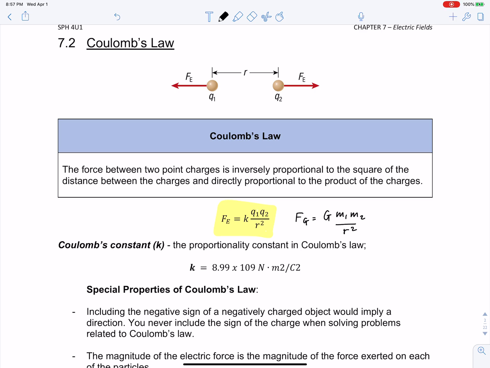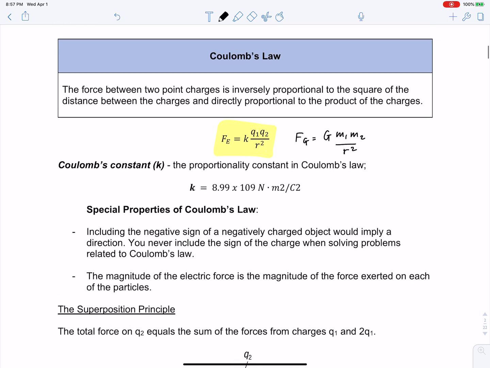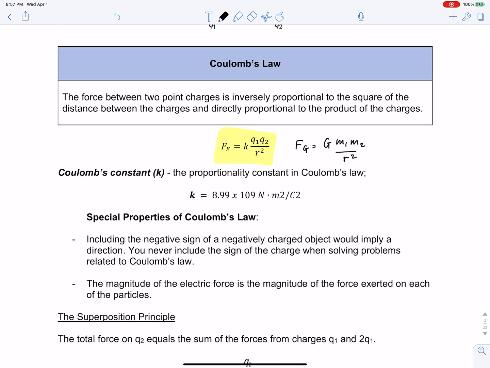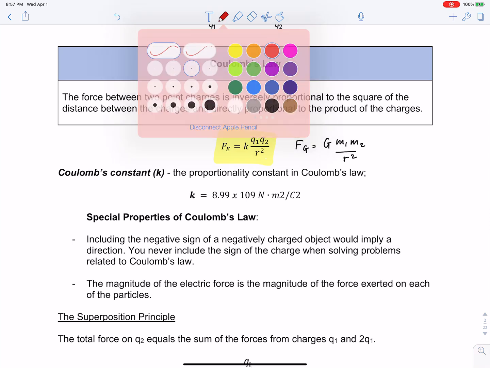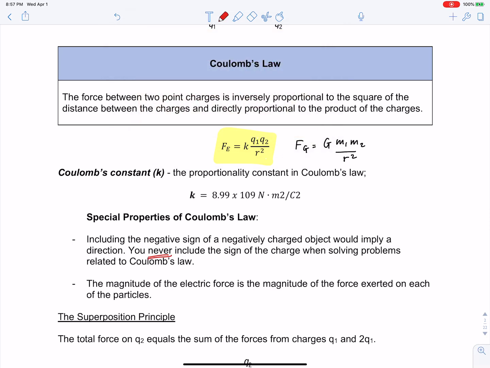Now let's look at some special properties of Coulomb's law. Including the negative sign for a negatively charged object would imply a direction. You never include the sign of a charge when solving problems related to Coulomb's law. So let's highlight that. When solving problems, we don't include the sign of the charge. The sign of the charge will indicate the direction of the force. So it's something that we will keep in mind, but we don't include when we're doing calculations.